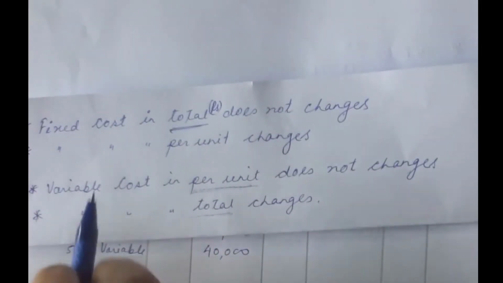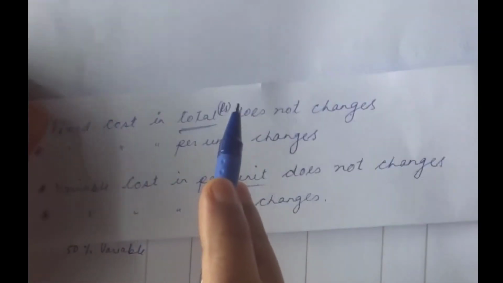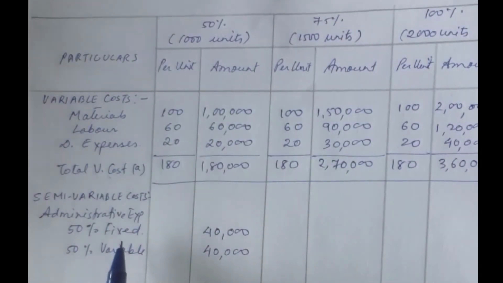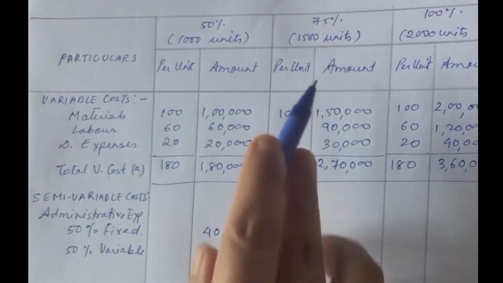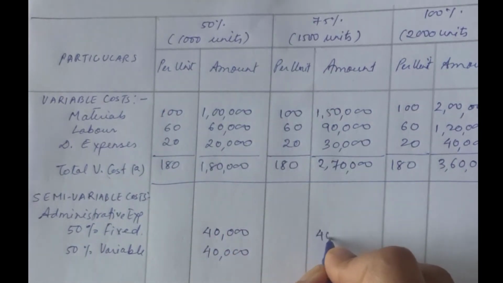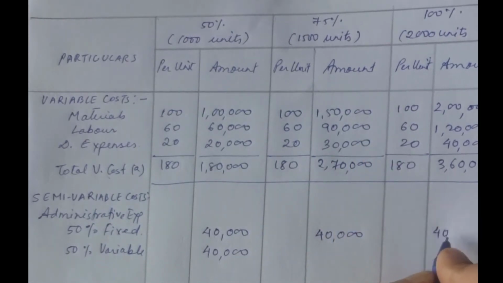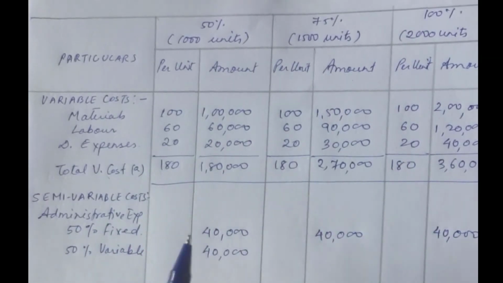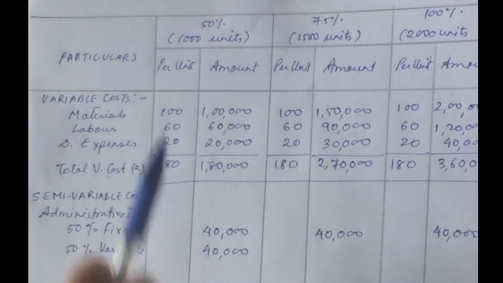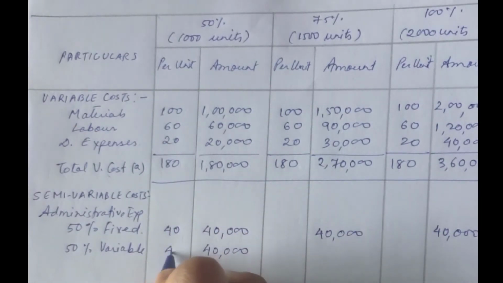Now after we have found the 50%, you will see this rule again. What it is saying: fixed cost in total does not change. So fixed cost in total is this one, 40,000 rupees. It will not change. That means for 75% capacity also it will be 40,000, and for 100% also it will be 40,000. Now, how to calculate the per unit value? Per unit value will be 40,000 divided by 1,000. We are getting 40 here. Here also we will get 40.